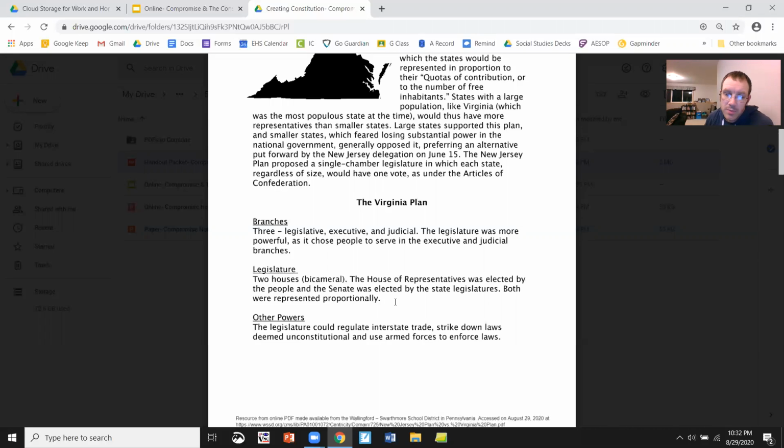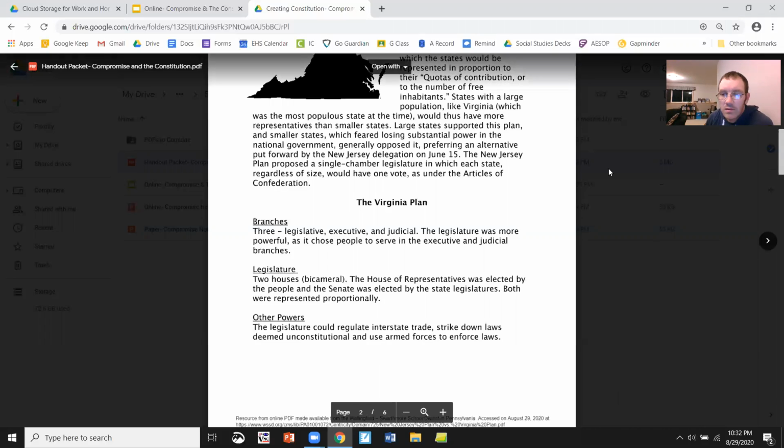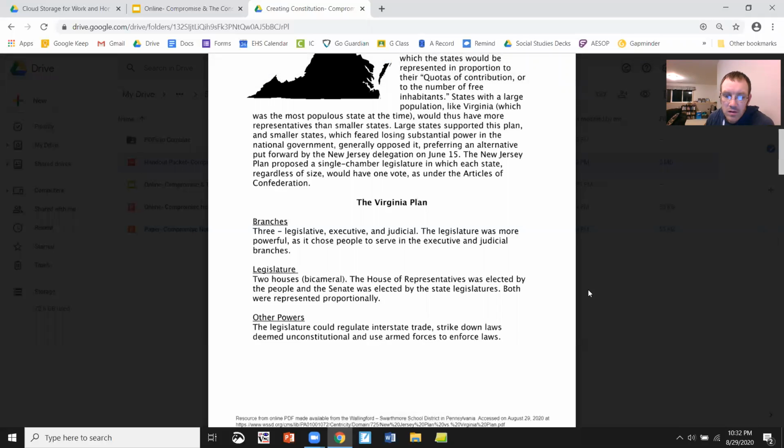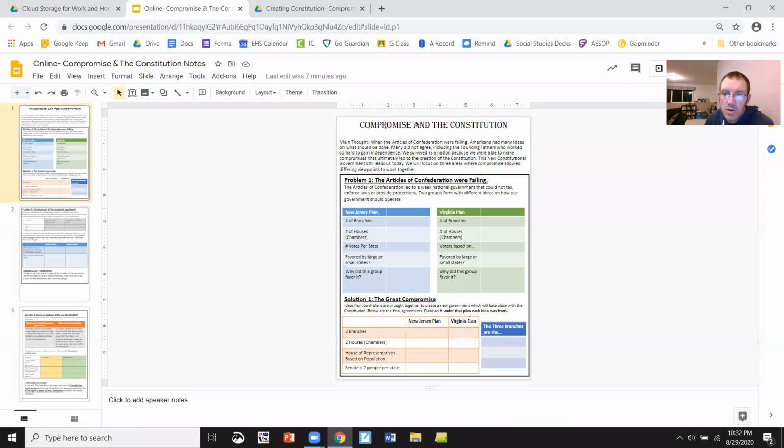So other powers: the legislature could regulate interstate trade, strike down laws deemed unconstitutional, and use armed forces to enforce laws. So the interstate trade issue is taken care of there. They can use their armed forces to enforce laws, so now they have some power there. This gives a lot more power to the national government. When you look at this section right here, you have all your answers. Okay, we went through all those.